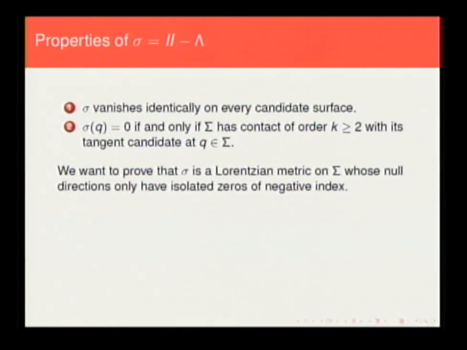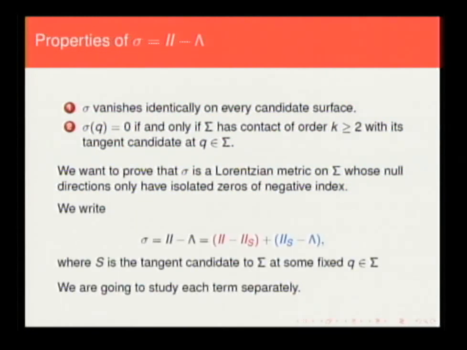The idea of the proof is to show that the set where sigma vanishes is a Lorentzian metric on our immersed sphere. And the null directions of the Lorentzian metric have isolated zeros of negative index. So the Poincaré-Hopf theorem would say that it is impossible.